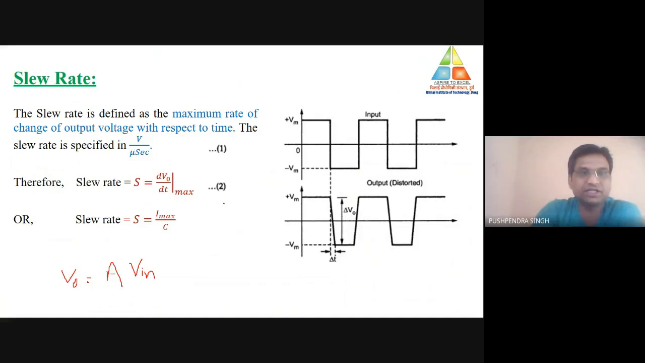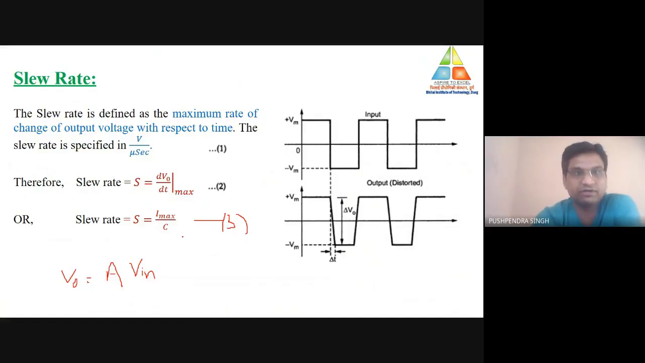If the question is given in the form of voltage, then for the calculation of slew rate you may use equation number 2, dV naught by dt. Or if the question is given in the form of current and capacitance, then you may use equation number 3. So as per the question, for the calculation of slew rate, you may use either equation number 2 or equation number 3, where V naught is the output voltage in equation number 2. In equation number 3, I max is the maximum current in the circuit and C is the capacitance.